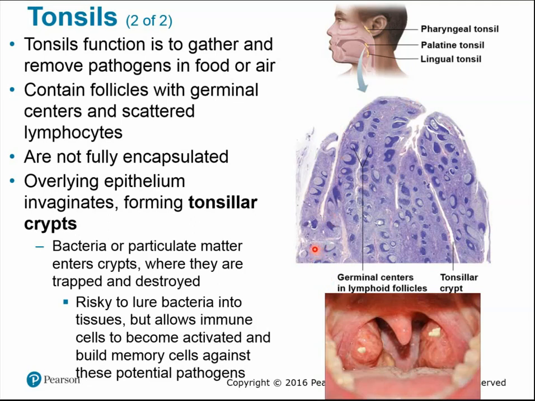So they have an overlying thin epithelial tissue that's going to invaginate, meaning it's going to form these tonsillar crypts where it kind of just cuts down. So we have these deep crypts that are going to help to trap bacteria, right? So bacteria get kind of trapped and accumulated in these tonsillar crypts, which can lead to formation of things like tonsil stones.